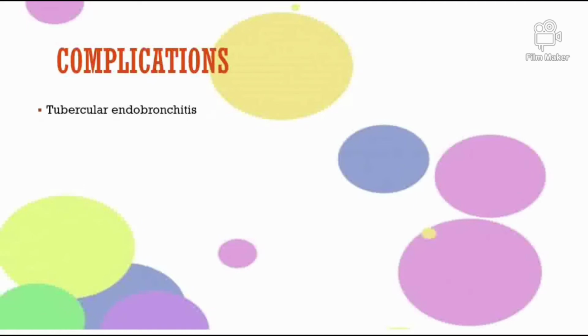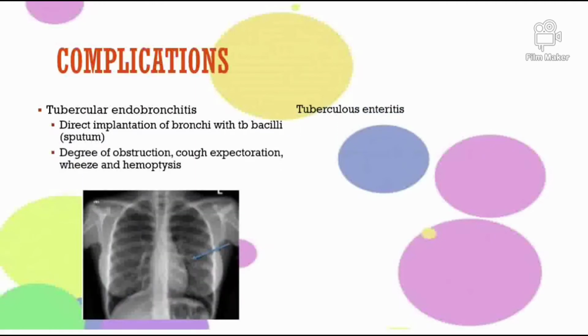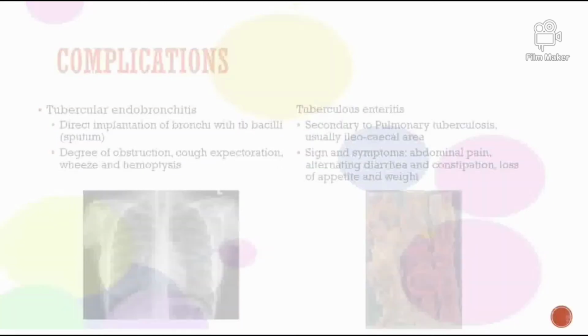And the tubercular endobronchitis is direct implantation of TB bacilli from the sputum into the bronchi, and its degree of obstruction causes cough, expectoration, wheeze, and hemoptysis. Tuberculous enteritis is secondary to pulmonary tuberculosis, usually in the ileocecal area. The signs and symptoms would be abdominal pain, alternating diarrhea and constipation, loss of appetite, and weight loss.